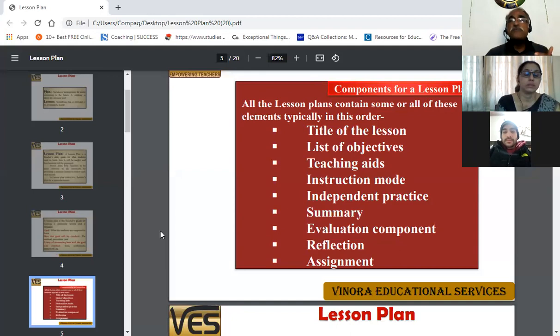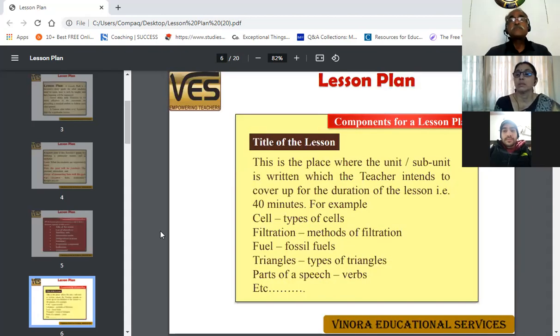And when we finish with all these points, then at the end we come down to assignment. Clear to everybody? Then we move further. Now the first part of this is component. That is title of the lesson. This is the place where the unit or subunit topic is written, which means this is the part which we would like to cover this morning in this particular period or this duration.